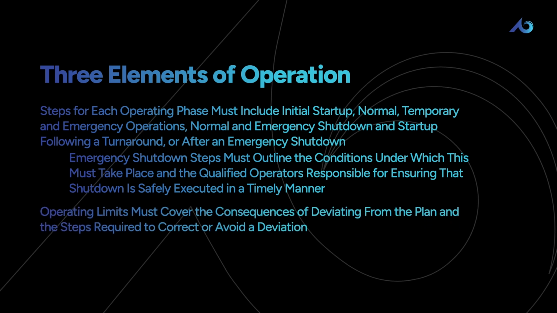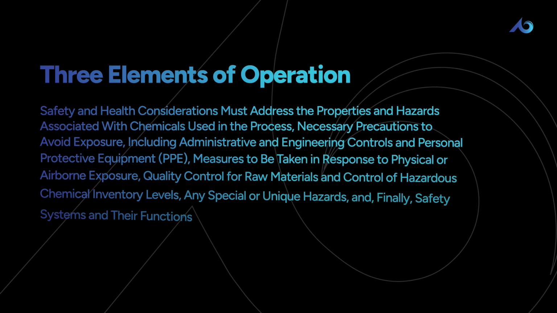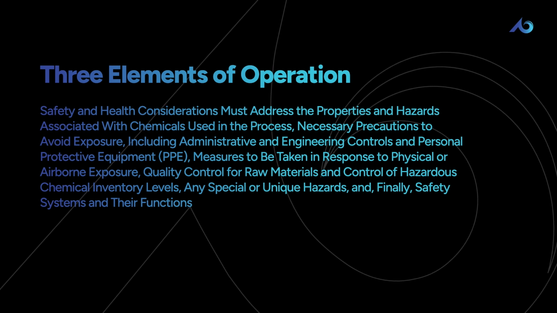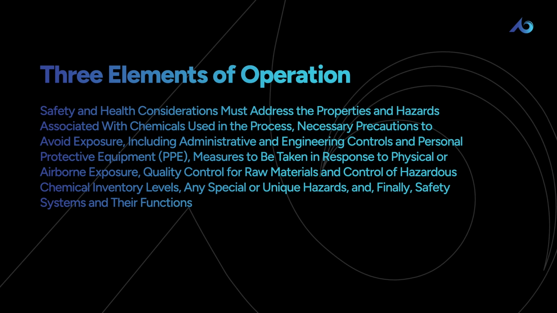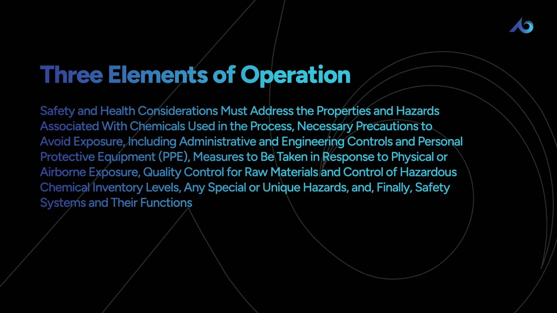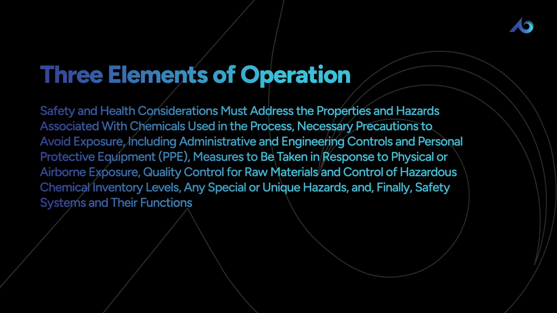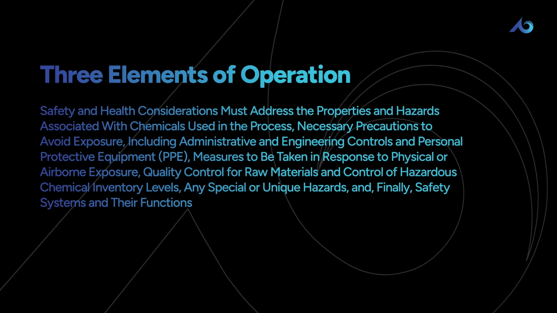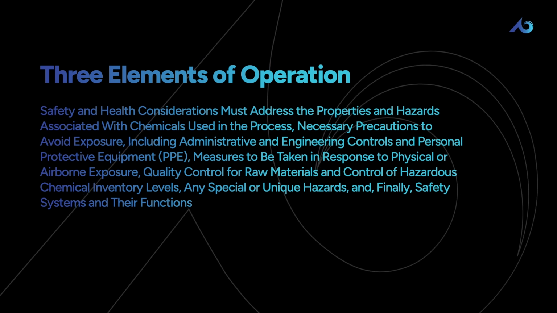2. Operating limits must cover the consequences of deviating from the plan and the steps required to correct or avoid a deviation. 3. Safety and health considerations must address the properties and hazards associated with chemicals used in the process, necessary precautions to avoid exposure, including administrative and engineering controls, and personal protective equipment (PPE) measures to be taken in response to physical or airborne exposure, quality control for raw materials and control of hazardous chemical inventory levels, any special or unique hazards, and finally, safety systems and their functions.